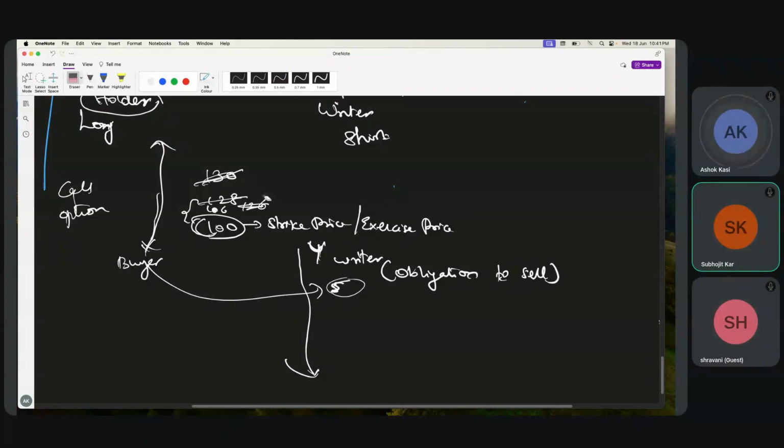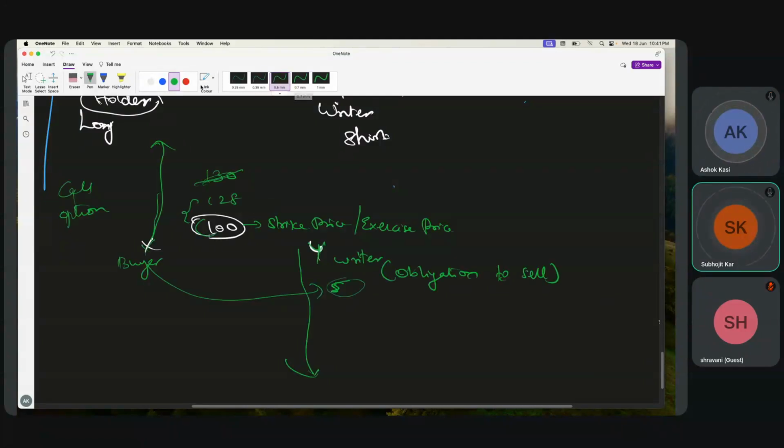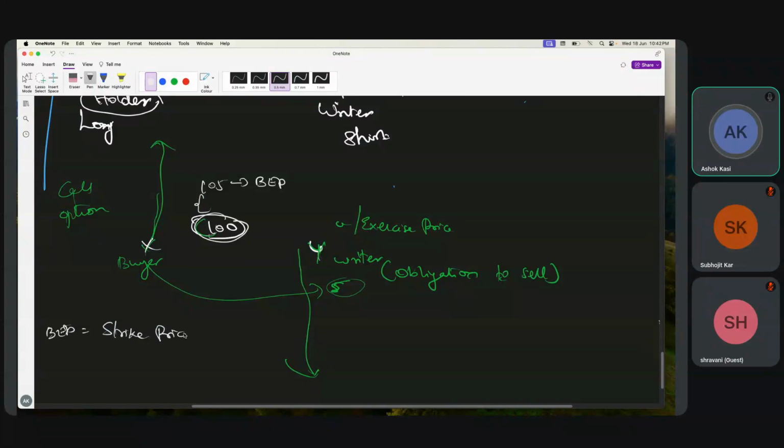It's the BEP, right? Yeah, correct. No profit. Here also we call it BEP, the break even point. So 105 will be called the break even point. No profit, no loss. If I have to articulate it, break even point is equal to strike price plus premium. Strike is 100, premium is 5, so 105 is the break even point.